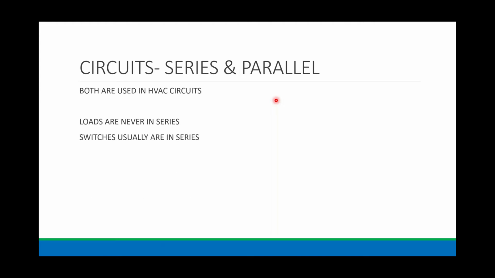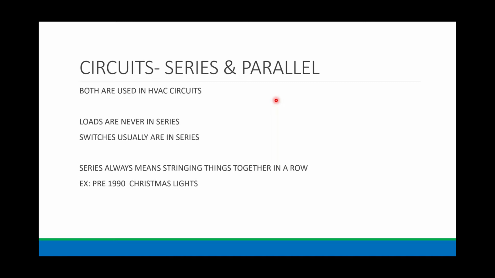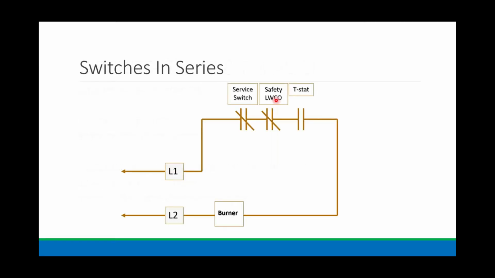So series means I'm stringing things together in a row. If you think pre-1990 Christmas lights, those were lights wired in series, meaning if one of the lights burnt out, the whole string of lights went down. Now they're wired in parallel, and if I lose one light, I don't lose the whole string of Christmas lights. So let's now start equating this to what we're going to start seeing in the boiler room.